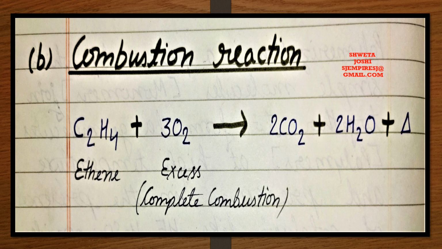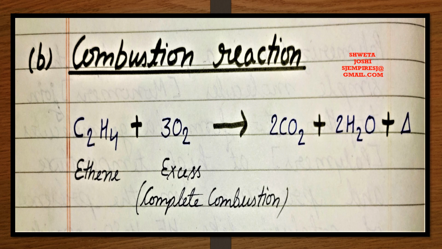Now covering our second type of oxidation process, which is a combustion reaction. In case of combustion reaction, if we react hydrocarbon with excess of oxygen, then the products formed will be carbon dioxide and water. If the reaction is performed in presence of limited supply of oxygen, then carbon monoxide and water are formed. But if the reaction is performed in very limited supply of oxygen or air, in that case, carbon and water are formed as the products.